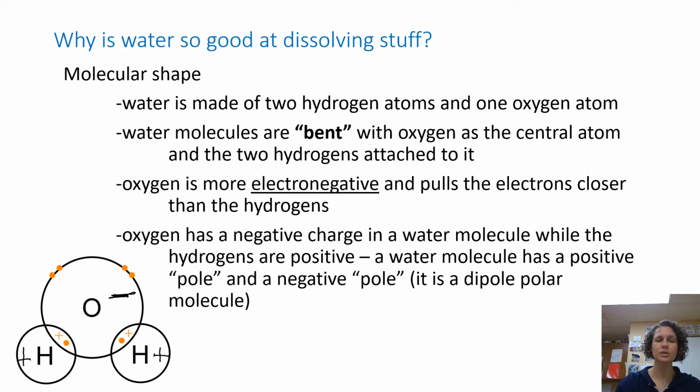Now, if you were to draw a line right down the middle there, you would have two halves, or two sides of this water molecule. And so very often you will hear people say that water has a positive pole, or a positive half, where the hydrogens are, and a negative pole where the oxygen is. And so it is technically classified as a dipole, so two poles, a polar molecule, because it has those two charges.